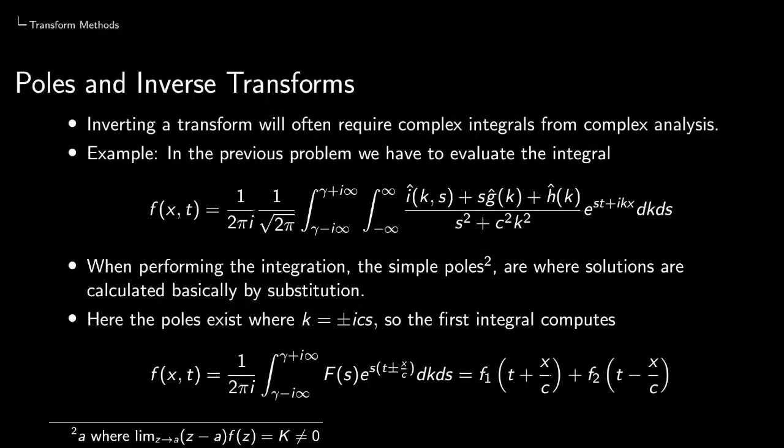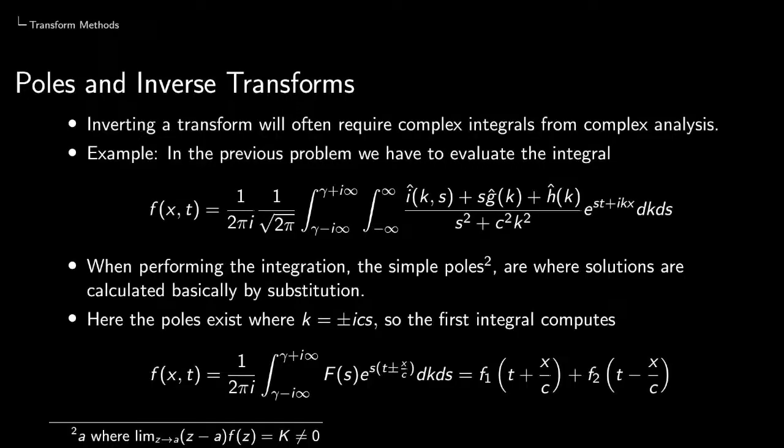Now, what we'll find is that the poles for this problem occur when k is equal to plus or minus ics. So that first integral is going to reduce to the cases where k is equal to plus or minus ics. And you see in that second equation, f of x t, where we still need to do the inverse Laplace transform, we have f of s times e to the s t plus or minus x over c. What that denotes is that there are two terms in here: one of the form e to the st plus xc, and one of the form e to the st minus xc. I just combined them into one for notational convenience.